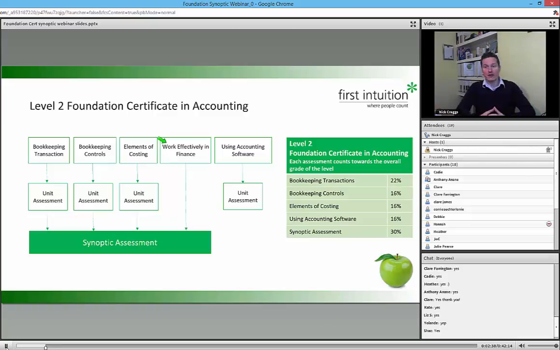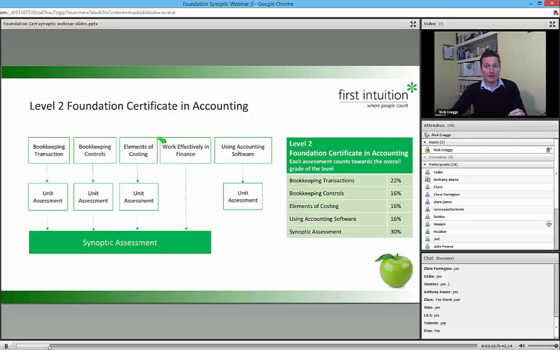Now, on AQ 2013, the working effectively in finance unit had its own exam. So what we teach in the working effectively in finance unit is pretty much the same, to be honest. It's still the business skills, literacy, numeracy, how a business can be structured, communication, that sort of thing. But it doesn't have its own exam.